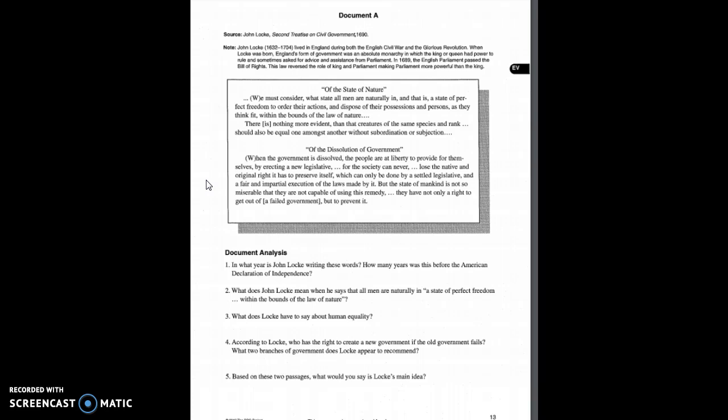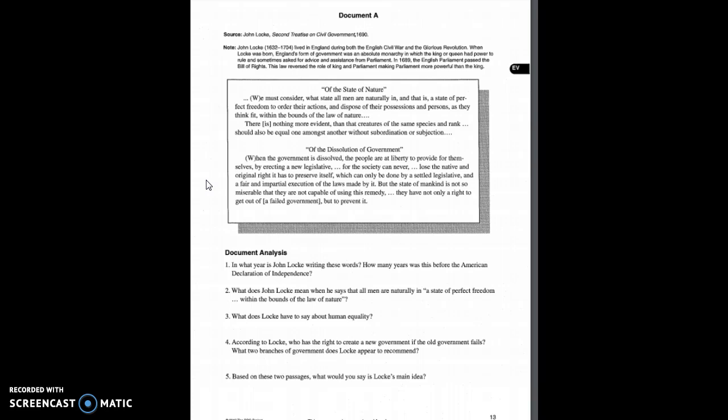When the government is dissolved, the people are at liberty to provide for themselves by erecting a new legislative, for the society can never lose its native and original right it has to preserve itself, which can only be done by a settled legislative and a fair and impartial execution of the laws made by it. But the state of mankind is not so miserable that they're not capable of using this remedy. They have not only the right to get out of a failed government, but to prevent it.